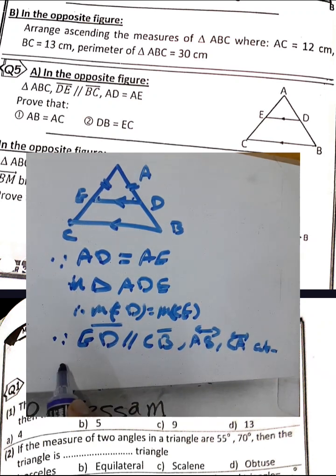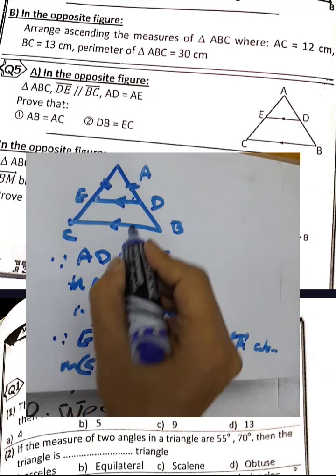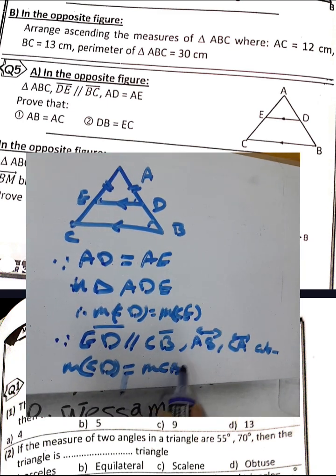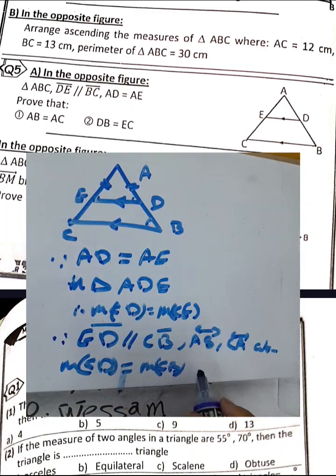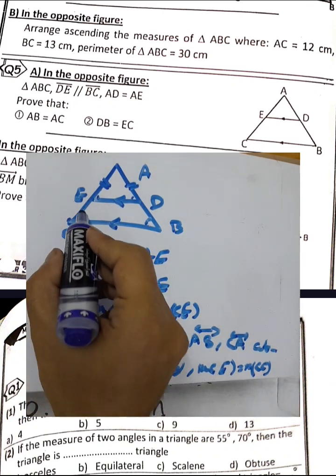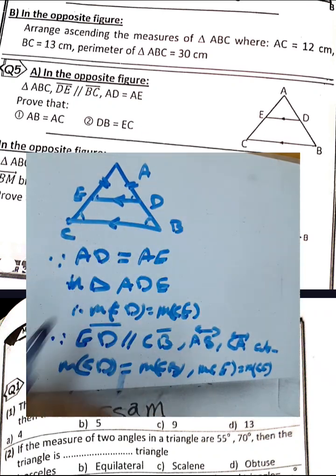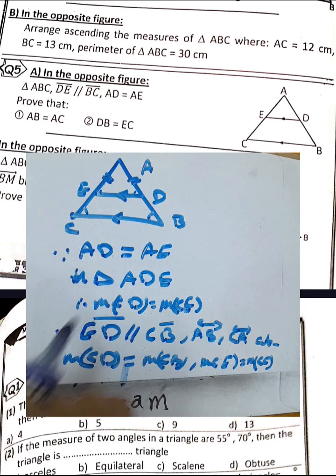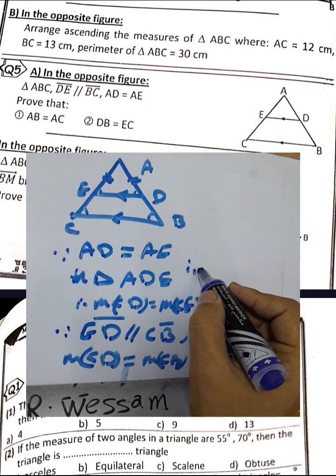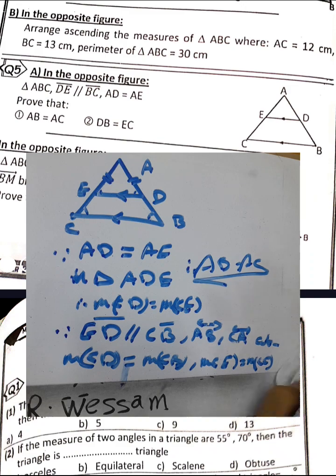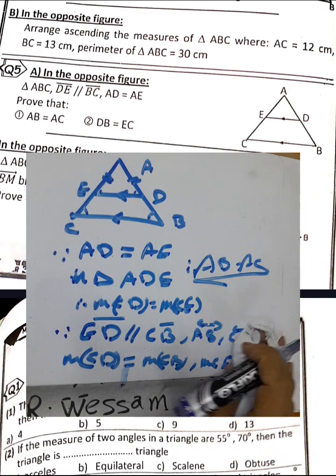Then the measure of angle D will be equal to the measure of angle B, corresponding angles, and the measure of angle E equals the measure of angle C, corresponding angles. Then the two angles in the base are equal in measure. Then we call it an isosceles triangle. Then we can write AB equals AC, because the measures of the two angles in the base are congruent.